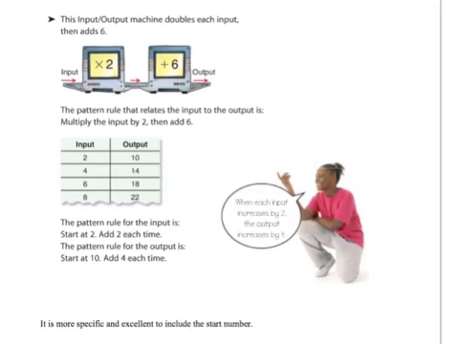Sometimes our rule or our input-output machine has 2 steps. In this case, it's asking us to multiply by 2 first and then add 6. So our input, whatever it is, we would apply those rules to. So if our input is 2, we're going to times 2, which is 4, plus 6, which gives us 10. So that makes it our output. And apply that same rule each time to get from the input to the output. 4 times 2 is 8, plus 6 is 14, and so on.